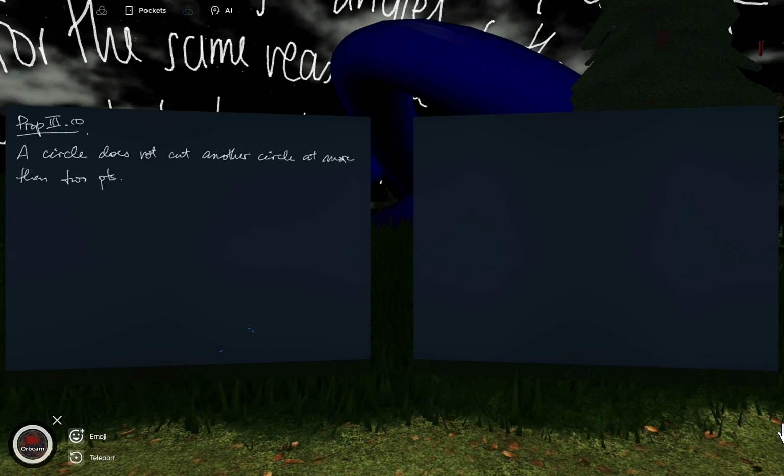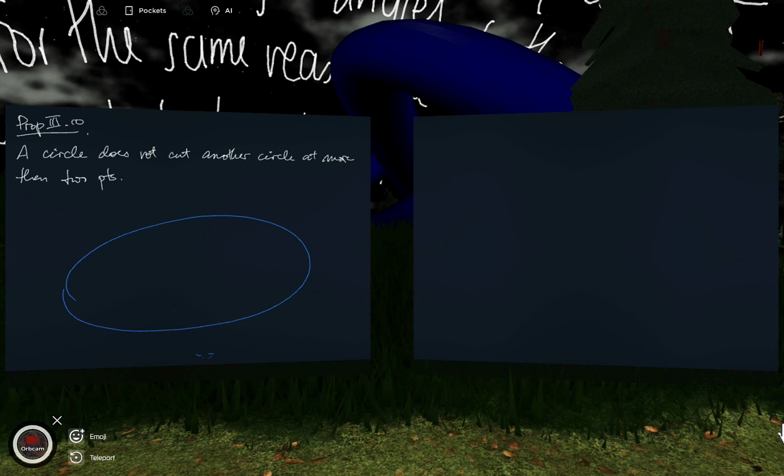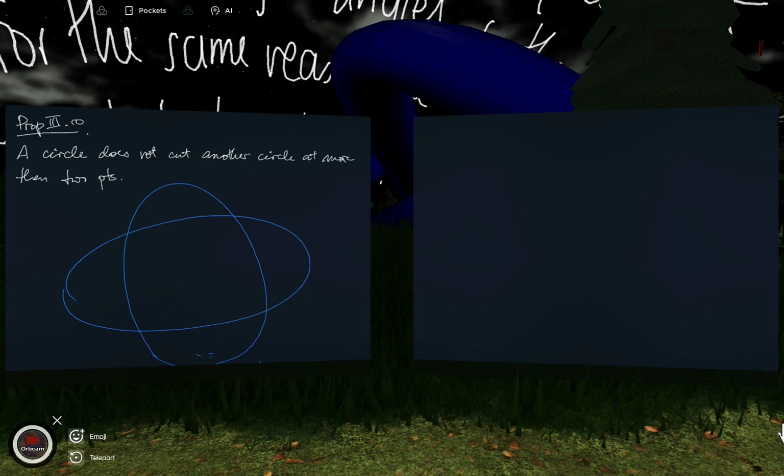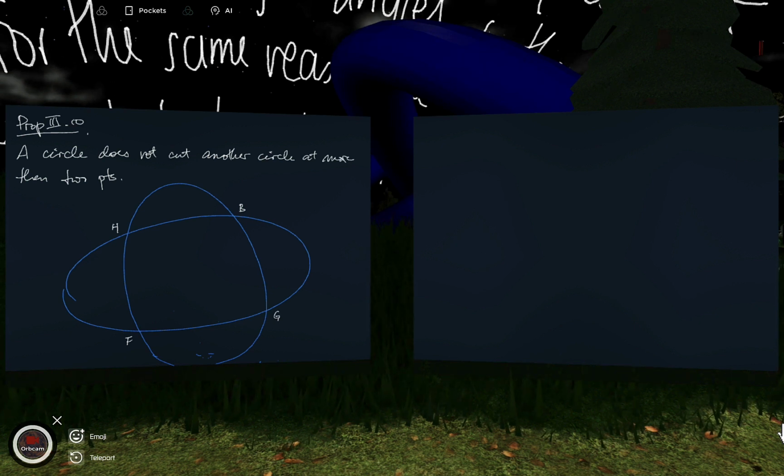So I'm actually going to draw some ellipses because that's the only way to make the diagram work. These are meant to be circles, but I'm going to draw eggs. And as I said, we're going to assume that they intersect at 4 points, and we're going to call them B, G, F, H. The reason these are not the letters you expect is because I'm following Euclid's text. So we're going to assume that they intersect at 4 points and then construct some lines.